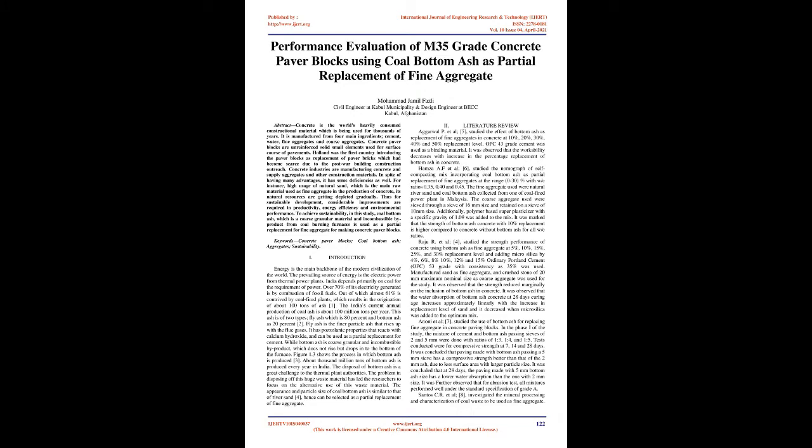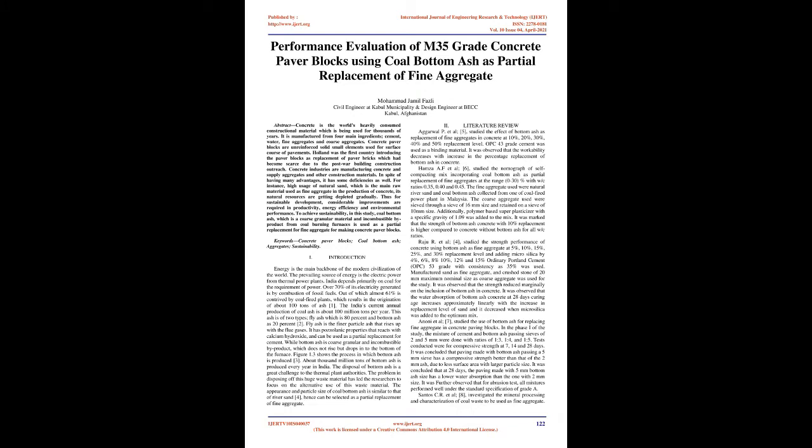Bottom ash is a coarse granular and incombustible byproduct, which does not rise but drops into the bottom of the furnace. Figure 1.3 shows the process in which bottom ash is produced. About 1,000 million tons of bottom ash is produced every year in India. The disposal of bottom ash is a great challenge to the thermal plant authorities.